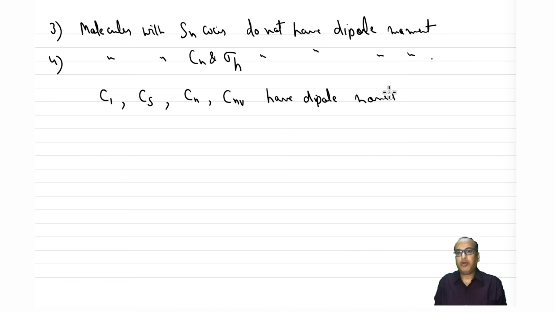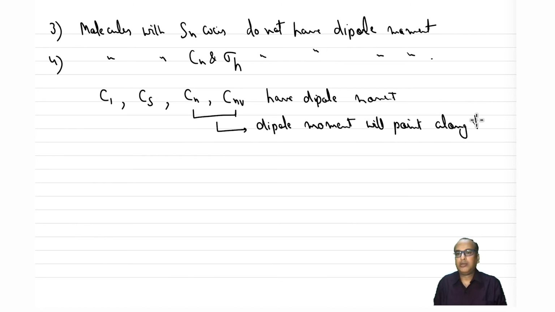Now, if you want to know whether a molecule has dipole moment or not, all you have to do is just identify the point group. If the molecule belongs to any of these 4 point groups, it will have a dipole moment, otherwise it will not. Okay. Also, in these two cases, the dipole moment direction can be identified. It will point along the principal axis.